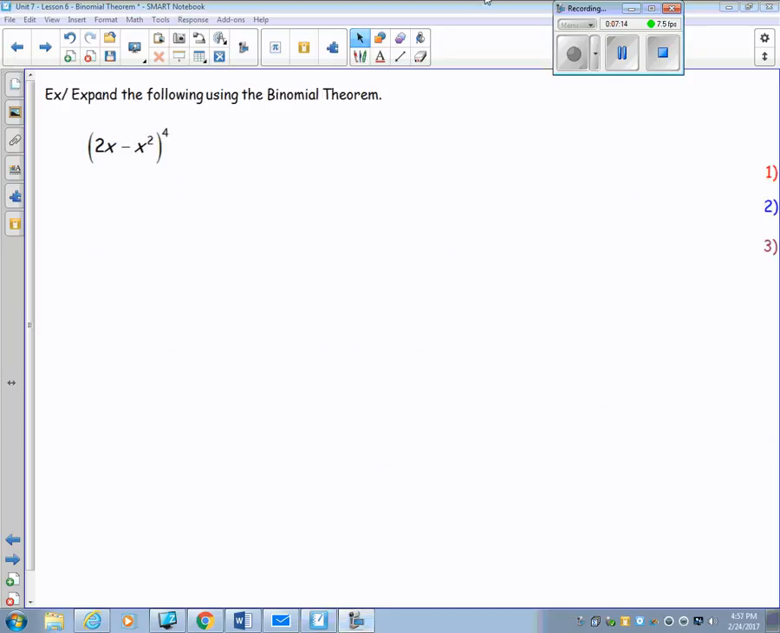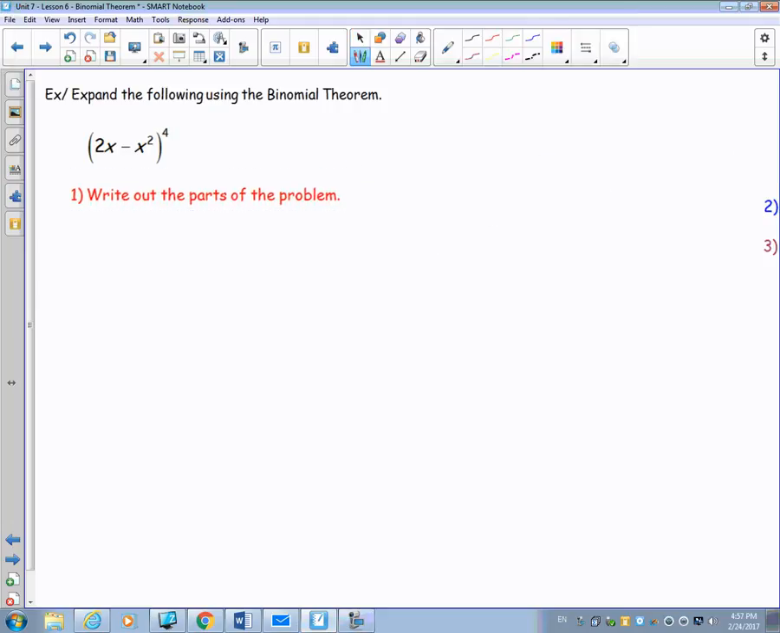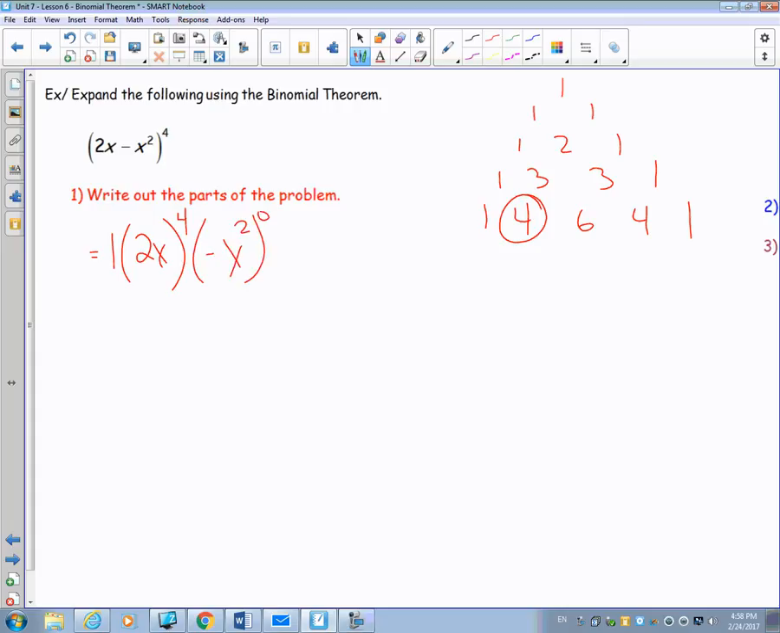Okay, so let's try to expand this using the binomial theorem. A couple of steps that might help you. Number 1, we're going to write out the parts of the problem. What does that mean? Well, it means I need Pascal's triangle to row 4. You know it's row 4 when the second number is 4. So the parts of the problem, I need a 1 times my first term to the power of 4 times the second term to the power of 0. And that's the first part of the problem.